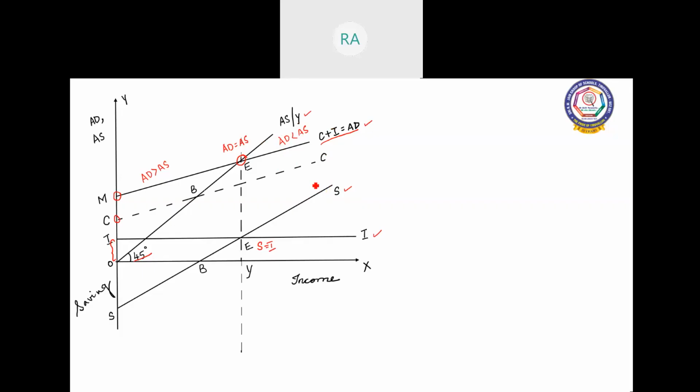Hence, according to the first approach, AD is equal to AS, E is the equilibrium point at OY income. And according to the S is equal to I approach, E is the equilibrium point at OY income.